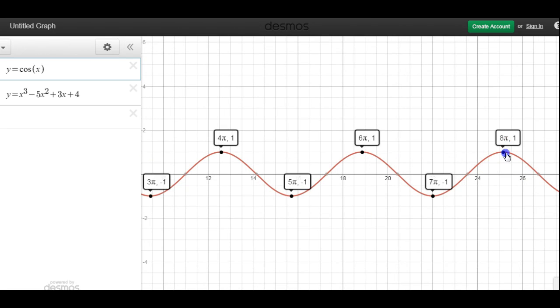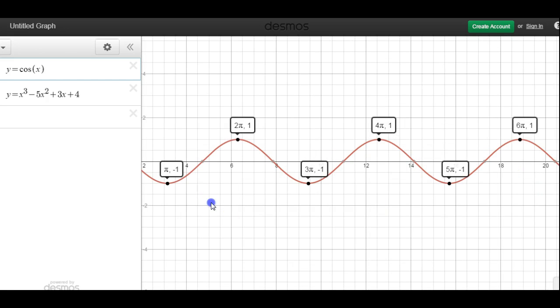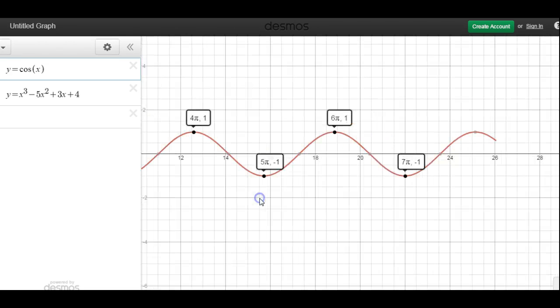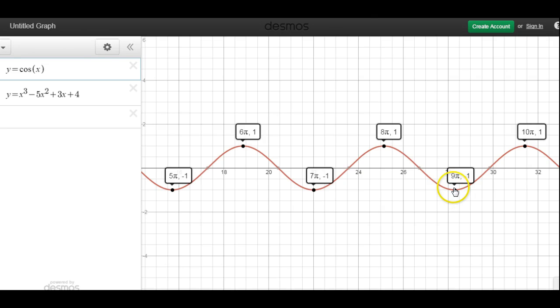And what is the maximum? Well, the maximum is 1, and it happens whenever x is some even multiple of pi. Now let's look at the minimum value. The minimum value of this function is negative 1, and it occurs more than once. It occurs at pi, at 3 pi, 5 pi, 7 pi, 9 pi, and so on. So it seems that the odd multiples of pi are where we have a minimum on the cosine, and the even multiples of pi are where we have a maximum.